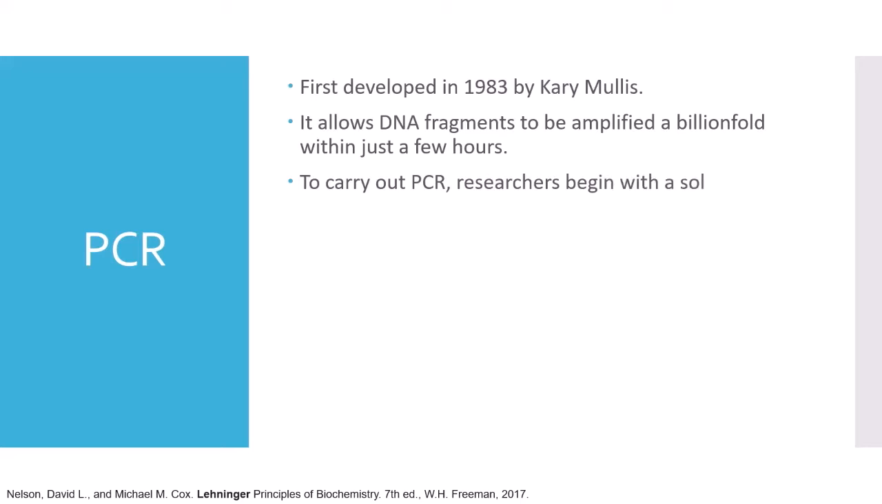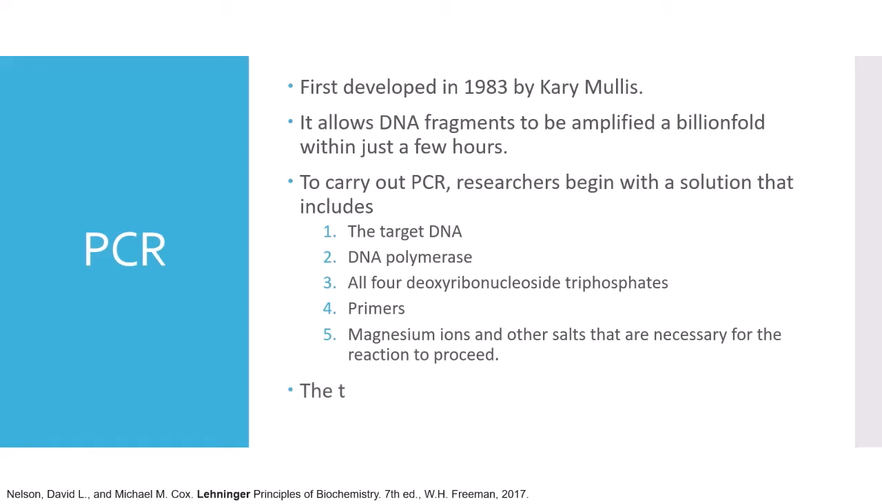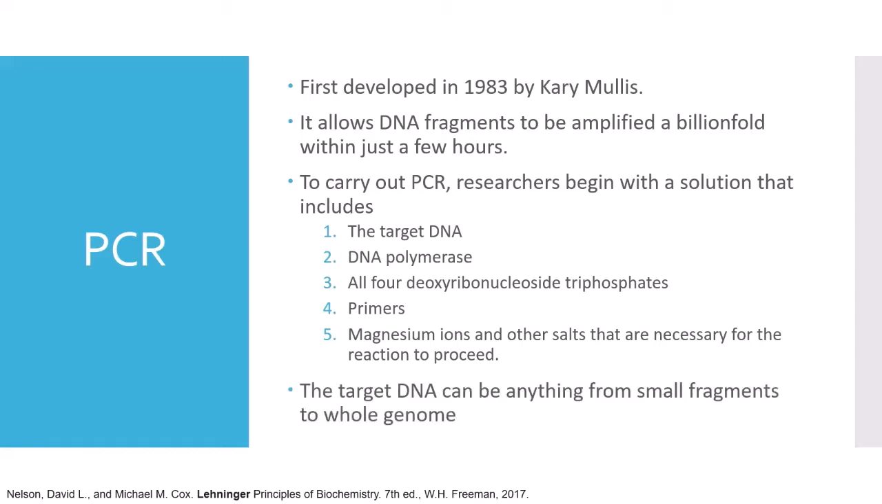To carry out a PCR reaction, researchers begin with a solution that includes the target DNA, the DNA polymerase, all 4 deoxyribonucleoside triphosphates, the primers, magnesium ions and other salts that are required for the reaction to proceed. The target DNA can be anything from small fragments to a whole genome of an organism. In the next few minutes, we'll discuss in detail the other 4 ingredients of a PCR reaction: the DNA polymerase, the dNTPs, primers, the cations, and the buffers.